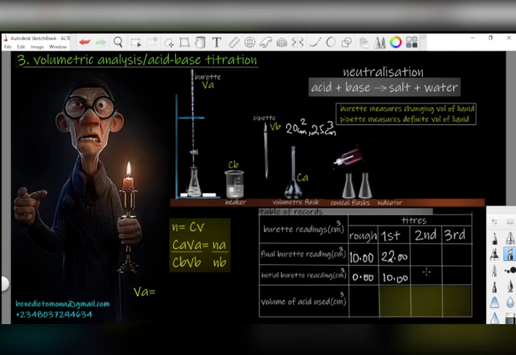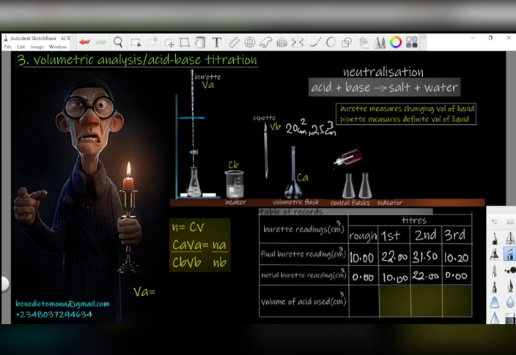I continue like that. Let's say for the third one, I start from 22.00 and get something like 31.50. I fill up the burette again with new acid, starting from 0.00, and I get 10.20 as the final. I do my experiment as many times as I want, or as accurate as I want it to be. That's the essence of having more than one titer. You want it to be as accurate as you can get.